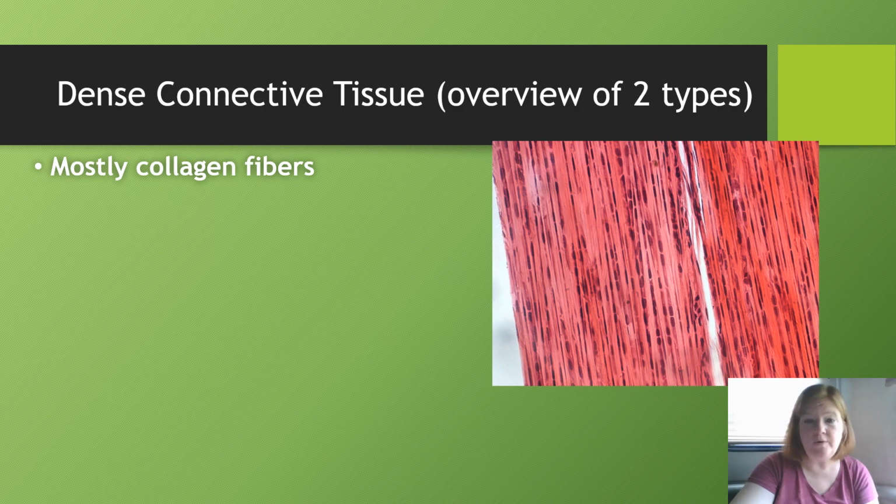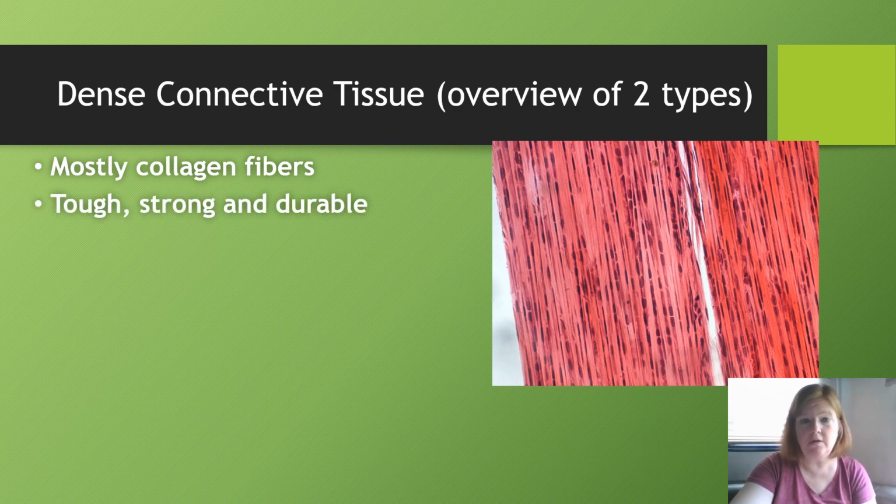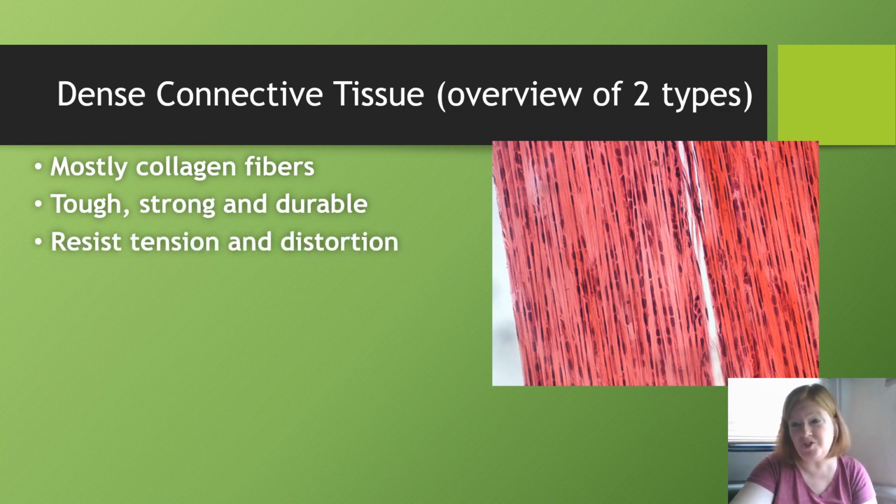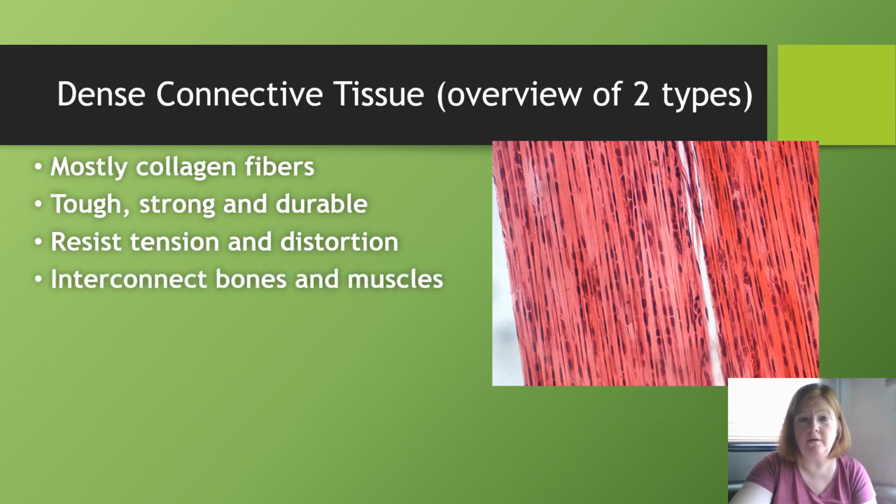Dense connective tissue is mostly collagen fibers, very little of the others. It's tough, it's strong, it's durable because of the collagen. It resists tension and distortion, and it interconnects bones and muscles. It encloses joint cavities.